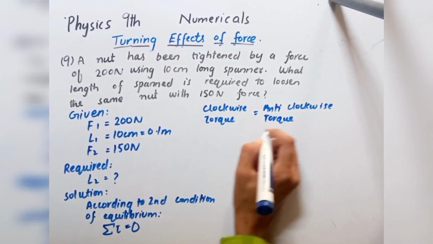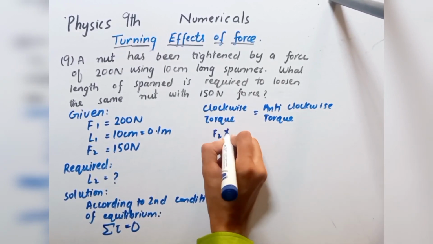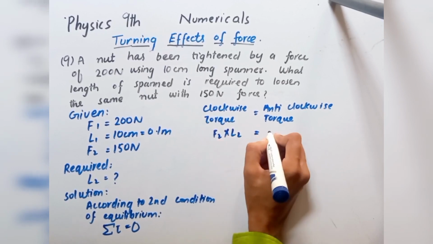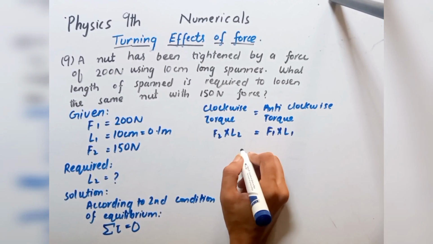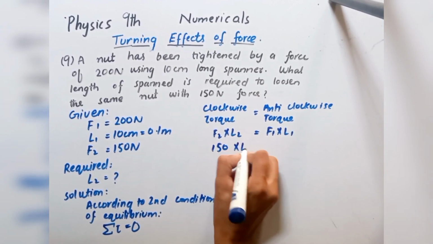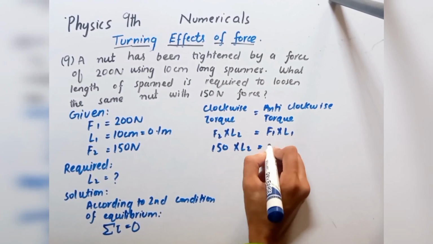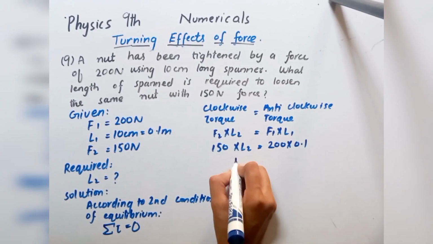By putting values in place of F1, L1, F2 and L2: F2 is 150 Newton and L2 is the required value. F1 is 200 Newton and L1 is 0.1 meter.